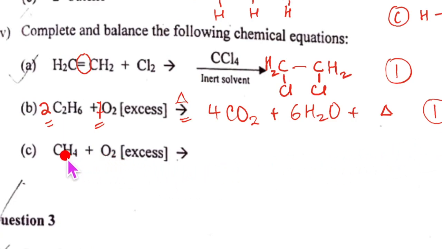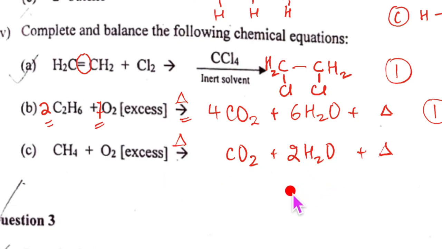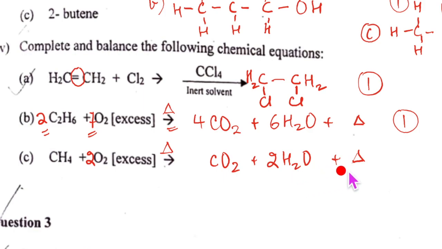Now CH4 with excess oxygen, again this on heating it will happen. C becomes CO2, H becomes H2O, and it will liberate heat. So we will make this oxygen an even number here. So we'll have 1 carbon, 4 hydrogen, so that is CH4 balanced, and we have 2 O2 because we have 4 oxygens here. Okay, so that gives you your 1 mark.